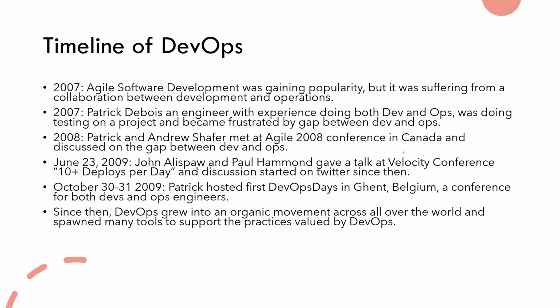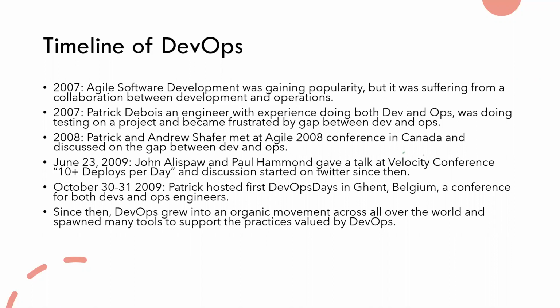Now, Patrick Debois was one of the engineers. He had good experience working as both a developer as well as in operations. He was testing some project, and he was very frustrated: what kind of issue is this? Why am I facing so much of a gap? And he decided that he would fix this gap and overcome all these challenges. So he went to Toronto, Canada, and met a guy named Andrew Shafer, at the Agile 2008 conference. There he discussed all those challenges with him.